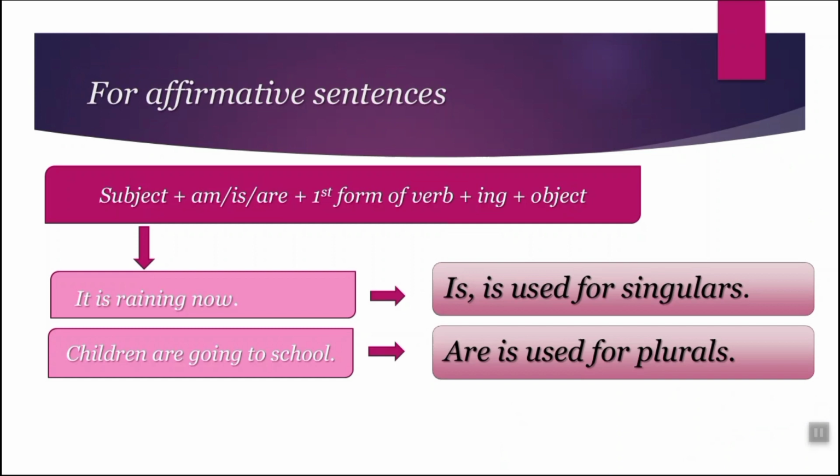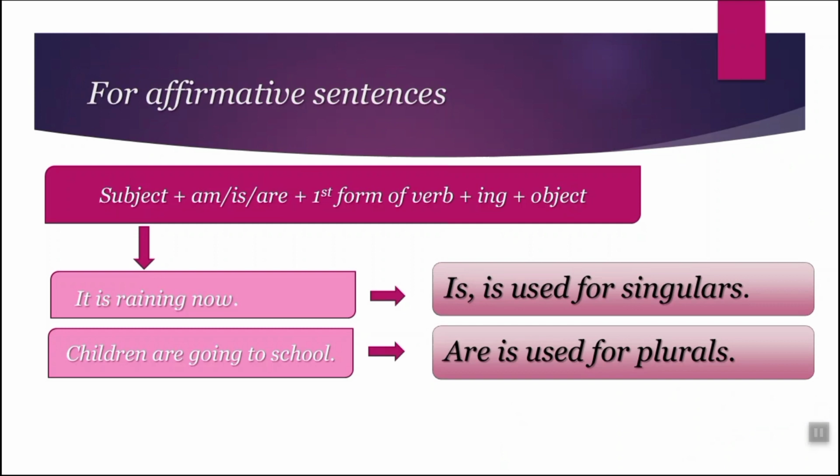It is raining now. In this sentence, the subject it refers to the weather condition. The present continuous tense is formed by using the auxiliary verb is followed by the present participle, the ing form of the main verb rain. The word now indicates that the action is happening at the present moment. Children are going to school. In this sentence, the subject children refers to a group of kids. The present continuous tense is formed by using the auxiliary verb are for the plural subject children followed by the present participle, the ing form of the main verb go.